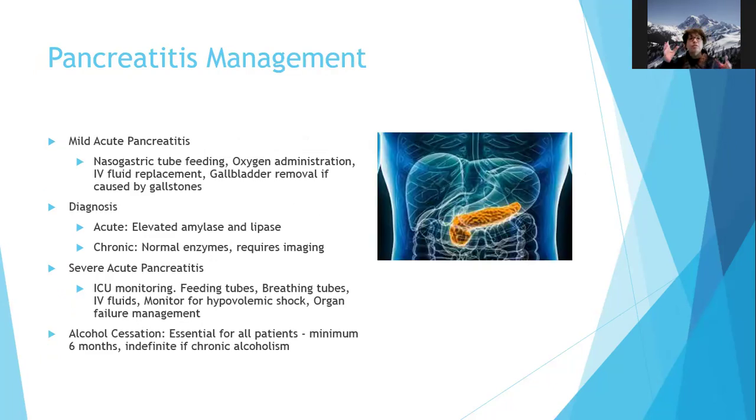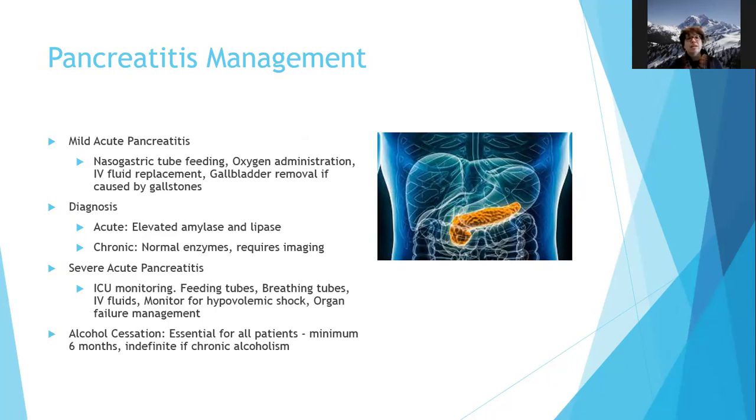So managing mild acute, sometimes they use a nasogastric tube feeding where they put the tube through your nose into your stomach to avoid the whole hormone cascade that causes the pancreas to secrete the enzymes. Oxygen administration, IV fluid replacement, gallbladder removal if it's caused by gallstones. And they can do the gallbladder removal laparoscopically now, where they make a tiny little incision. It used to be a big old incision, but now it's a much easier procedure, which is good.